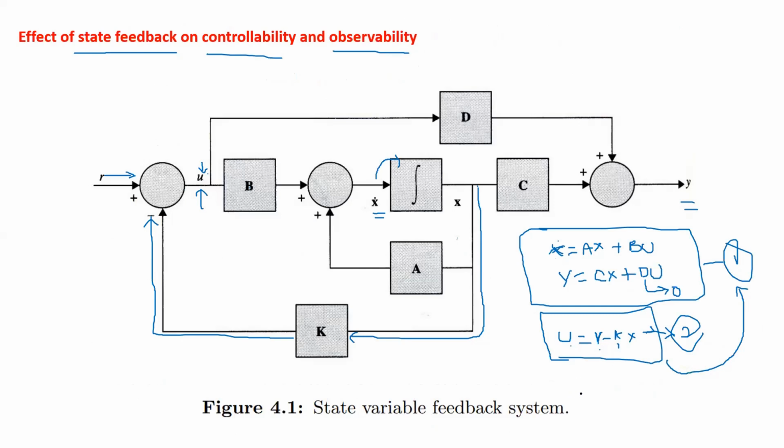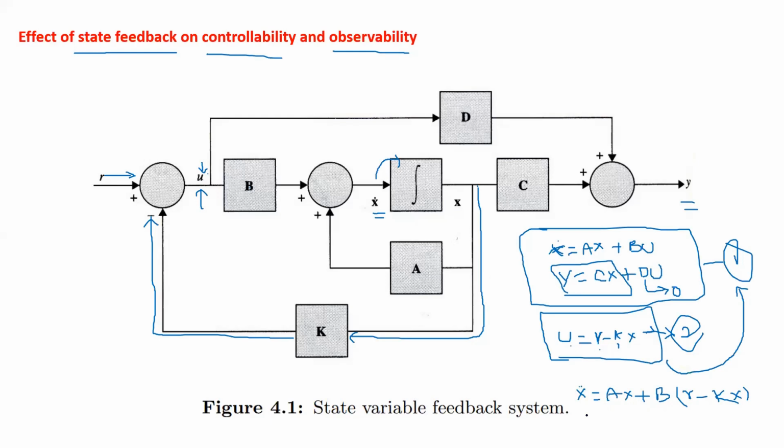X dot is equal to AX plus B into U, and U is nothing but R minus Kx. Now, what is the matrix Y? Because I'm going to assume D is equal to 0. When D is equal to 0, there is no U in the output, therefore Y is equal to Cx. There is no change in the output equation. The state equation would be changed.